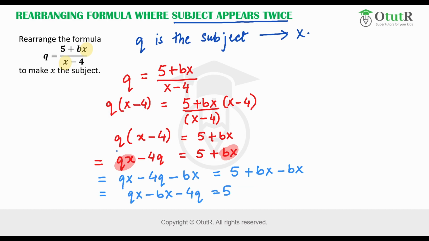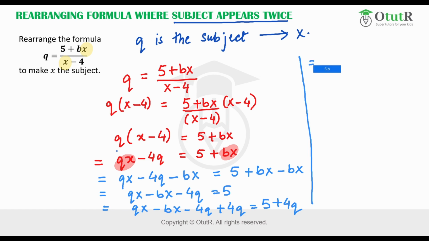After doing this, I'm going to add 4q on both sides because I want to remove 4q from the left side, okay? So what we are going to do is we are going to add 4q on both the sides. So let's do that. Fine, done. Let us continue from this side. So after this, we are getting qx minus bx equal to 5 plus 4q, right?